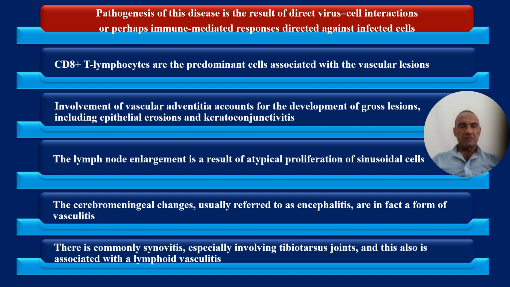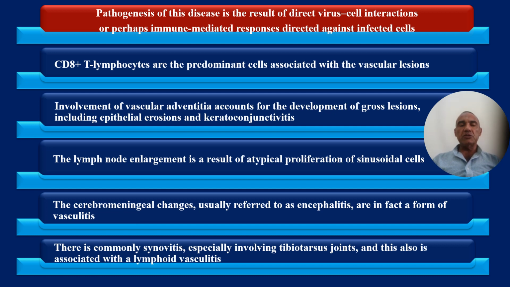CD8 plus, as a type of T lymphocytes, are the predominant cells associated with the vascular lesions. Involvement of vascular adventitia accounts for the development of gross lesions, including epithelial erosions and keratoconjunctivitis, as present in head and eye form. The lymph node enlargement is the result of atypical proliferation of sinusoidal cells.